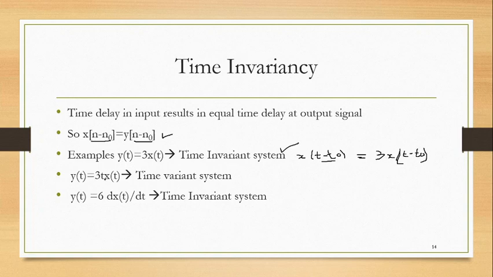If we have 3t x of t, now the shift will also occur in the t multiplying x of t. So this is a time variant system. And then again, this is also a differentiator, which is also a time invariant system.